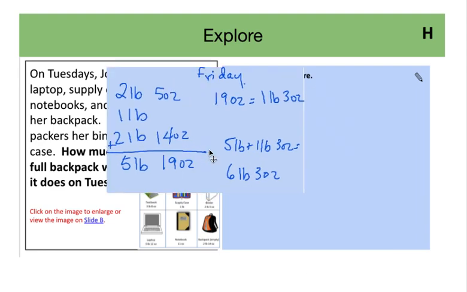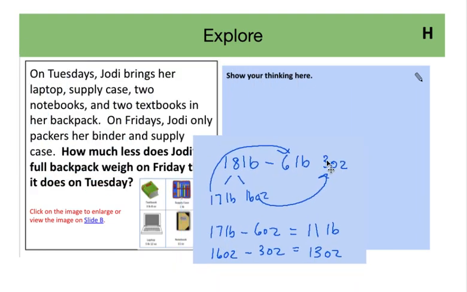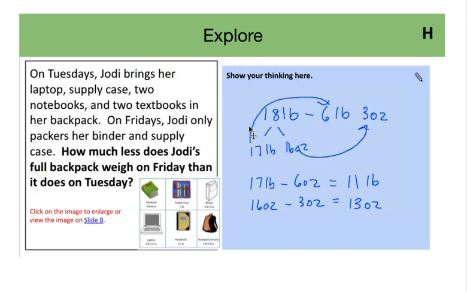Let's go ahead and take a look at that work. So here, the original sentence would have been 18 pounds minus 6 pounds, 3 ounces. And what I thought I'd do here is, because I have no ounces to take away from 18 pounds as it is, I created a number bond and broke it apart a little differently into 17 pounds and 16 ounces, still 18 pounds. But now I'm able to take the 6 pounds away from the 17 pounds, and I can take the 3 ounces away from the 16 ounces.